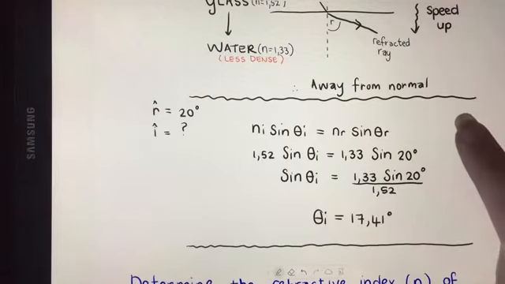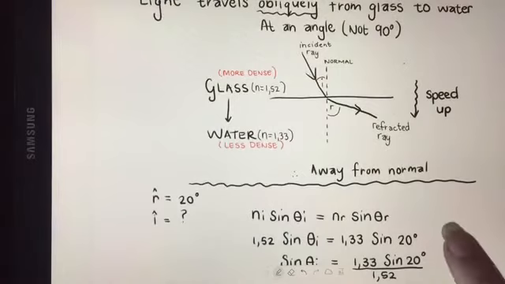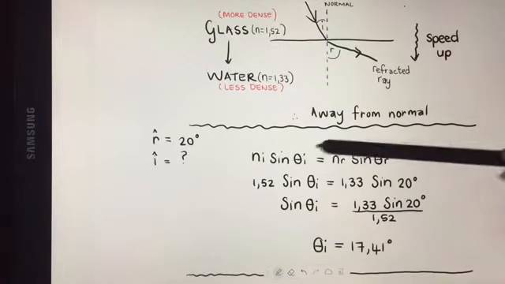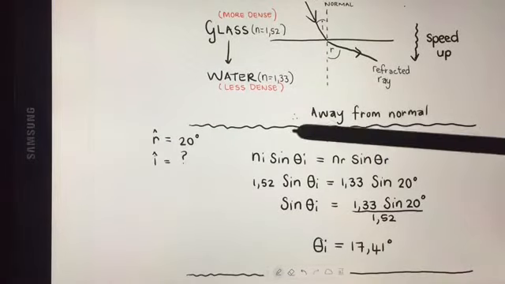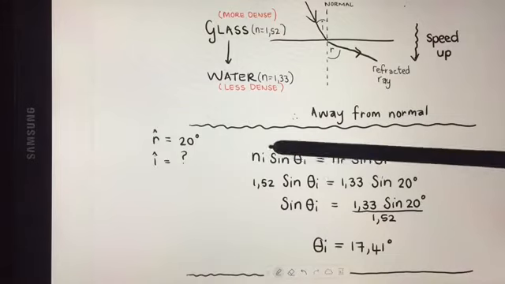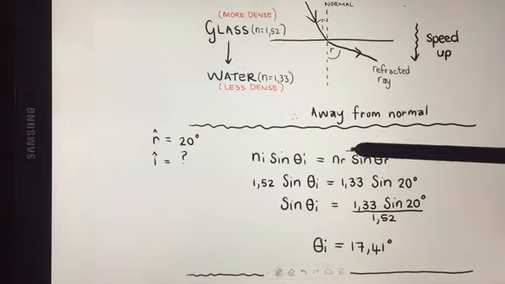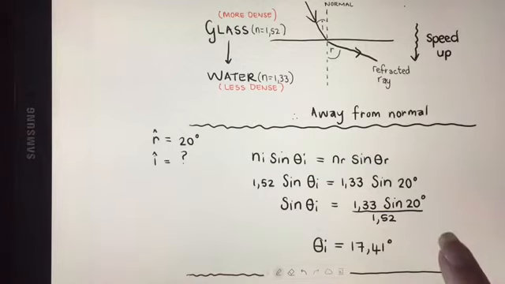So what do I use Snell's law for? I'm working with four quantities here. I've got two refractive indexes and two angles. So three bits of information will be given, and then the fourth you'll have to calculate, whatever that might be.